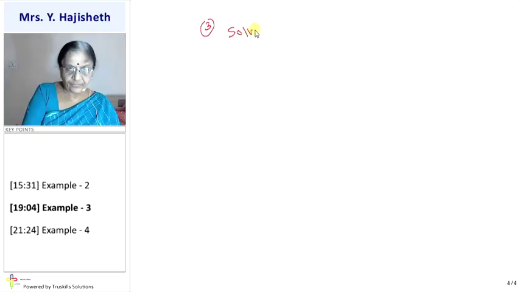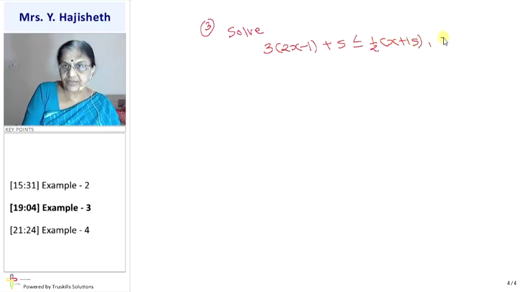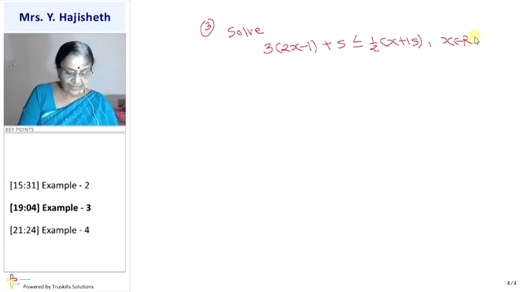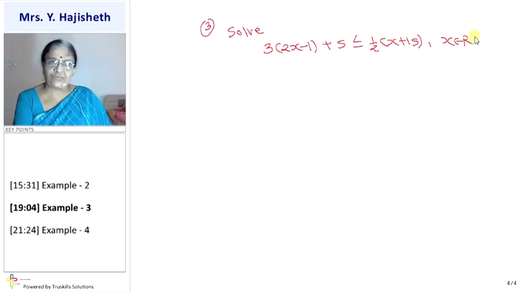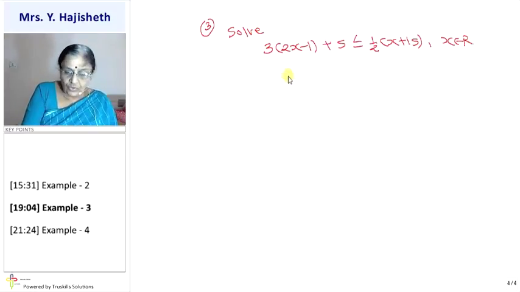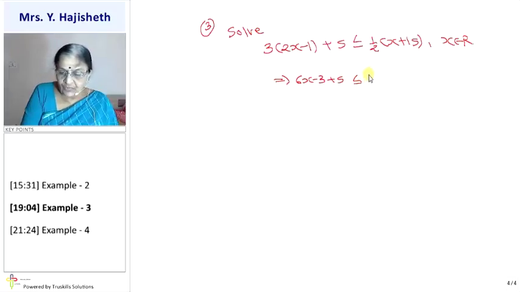Solve 3 times (2x minus 1) plus 5 less than or equal to 1/2 times (x plus 15), and here the condition is x belongs to R. I am asked to find the solution set for this inequality algebraically. So I just open it. It is 6x minus 3 plus 5 less than or equal to 1/2 times (x plus 15).